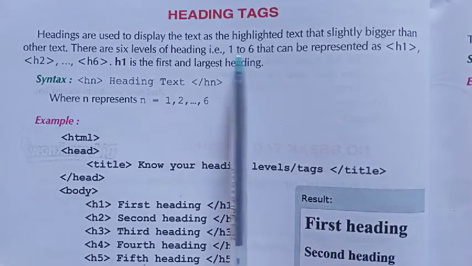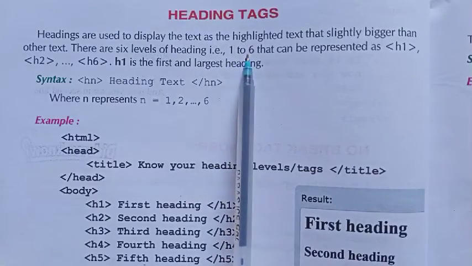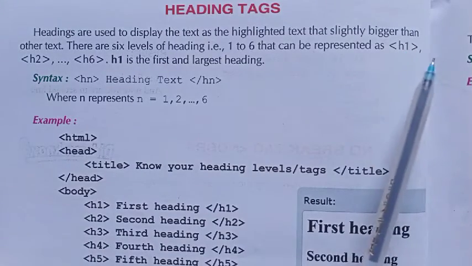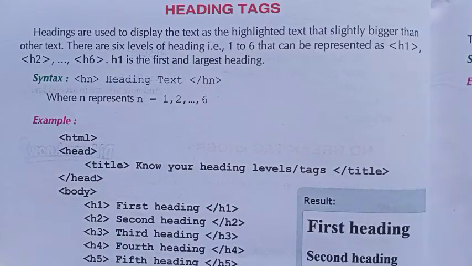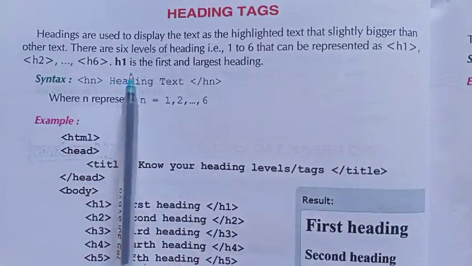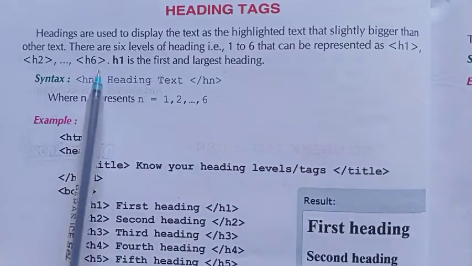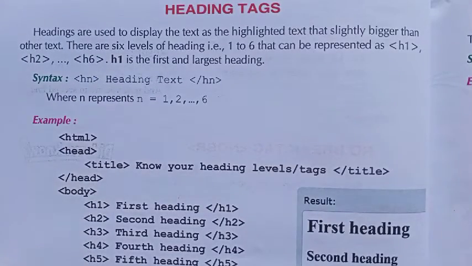To indicate each heading, we have to show it as H1, H2, H3, H4, H5, H6. 6 is the last one. You can show the text in H6, that's the maximum. H1 is the first and the largest heading. H6 is the smallest. H1 is the largest, H6 is the smallest.